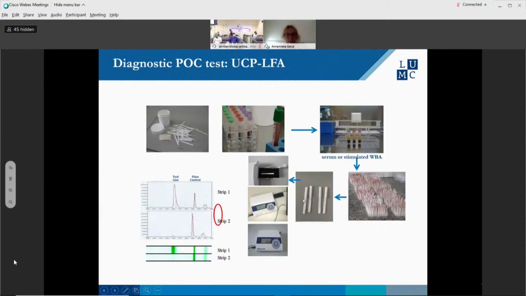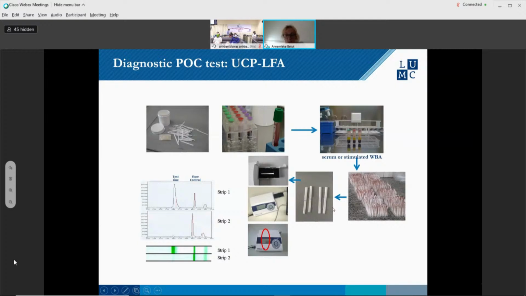So this is what it looks like, actually. These are the strips, the way they look currently. This is the whole blood assay, and then you either get your serum or you get your stimulated whole blood. And these are then a lot of strips that we analyzed.